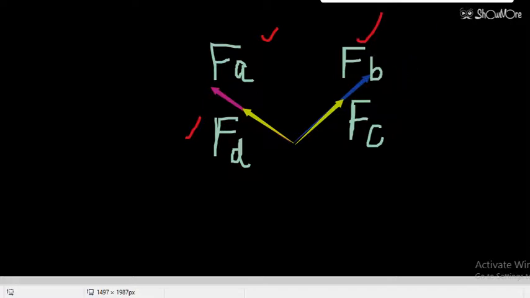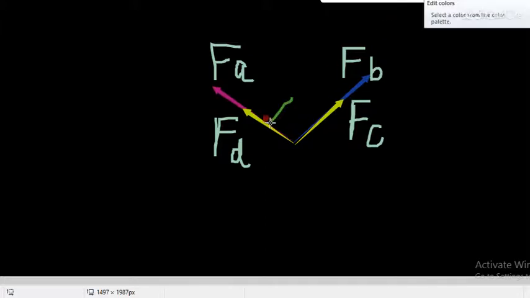So after the addition you will get two forces, and the angle between these two forces will be 90 degrees. This angle will be 90, this angle will be 90. This will be only for the square case. Whenever a square is formed, this angle will be 90. So then you have to find the resultant.